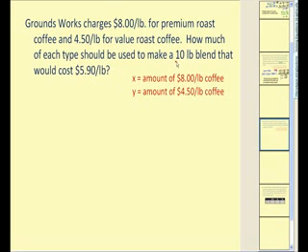Since our blend will weigh 10 pounds, we can conclude that X plus Y must equal 10. The next equation will be what I'll call either the cost or value equation.